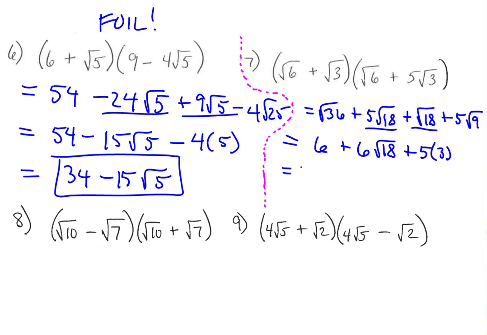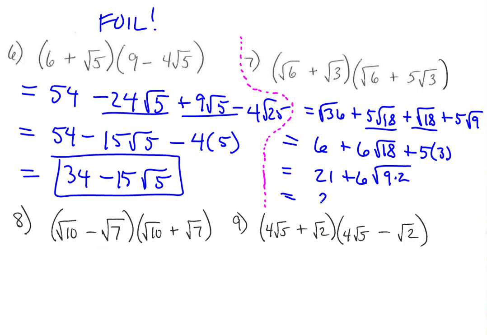Okay, let's keep going with this. We now have 6 plus the 15 at the end. We could make that 21. And then we have this plus 6 square root of 18, but the square root of 18 could be factored where we have a perfect square, right? 18 is really 9 times 2, and the square root of 9 is reducible.